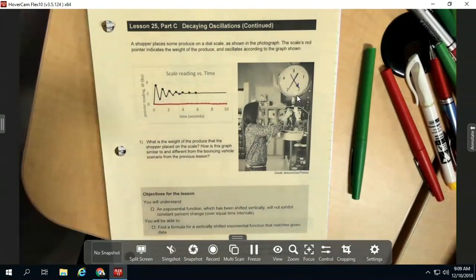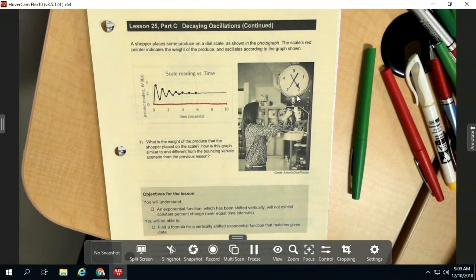Now, on this picture of the scale, I don't know if they took the weight of the bananas while it was still oscillating. You know how when you put something on a scale it vibrates back and forth? I don't know if they didn't take the right picture or if they took it while it was too high.